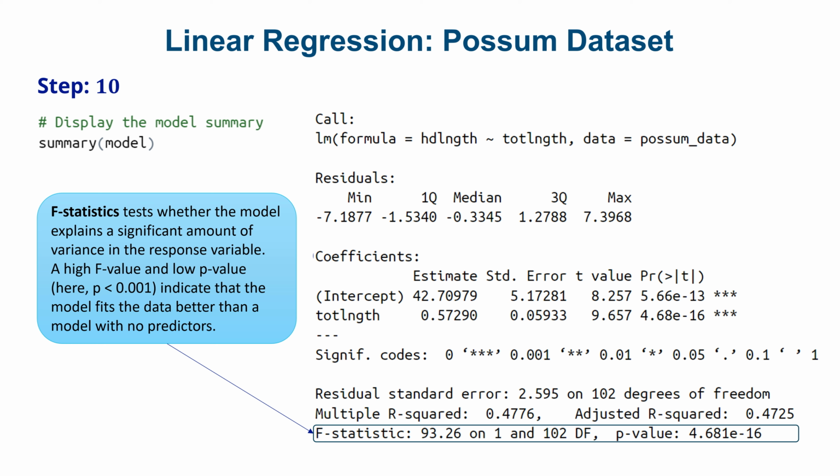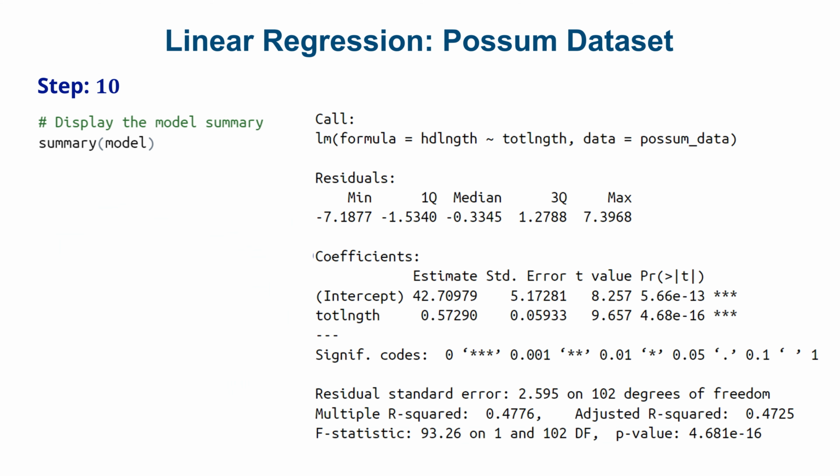F statistic tests whether the model explains a significant amount of variance in the response variable. A high F value and a low p value indicate that the model fits the data better than a model with no predictors. In conclusion, the regression results show a strong, statistically significant linear relationship between total length and head length in possums. This model provides a useful predictive framework, but we should also consider diagnostic plots to validate assumptions.